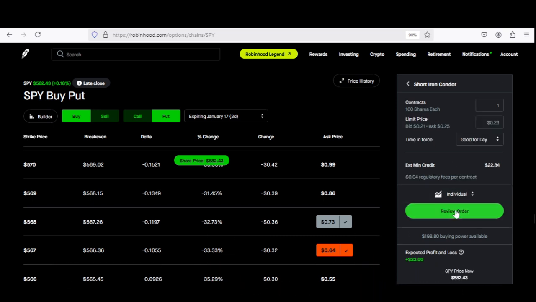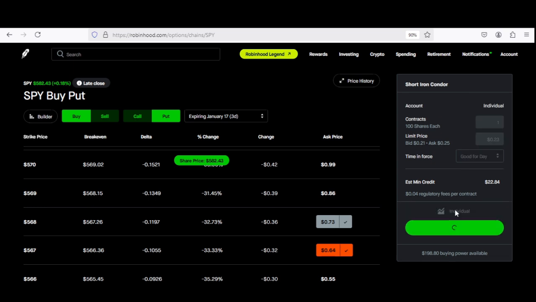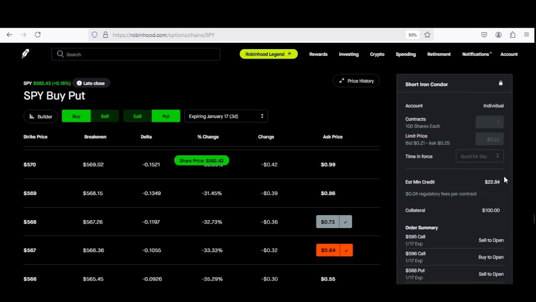Now, as soon as you do this option strategy, you will receive a premium. The premium you're going to be receiving is going to be 22.84. In addition to getting the premium right away, this option strategy will require you to leave a collateral. The collateral you're going to leave is going to be $100. Now, here is the kicker. Here is what makes this one of the best option strategies if you trade with a small account.